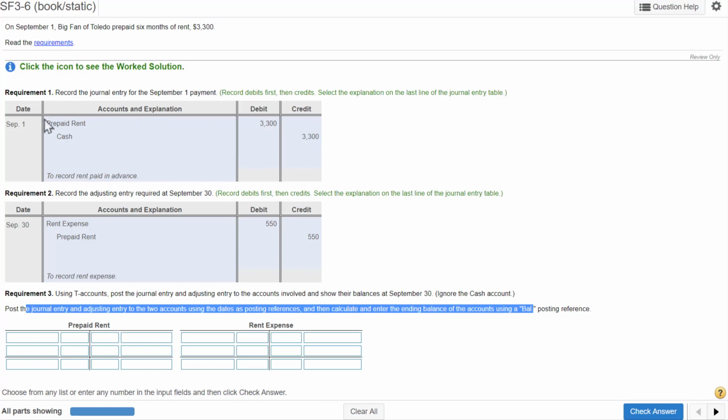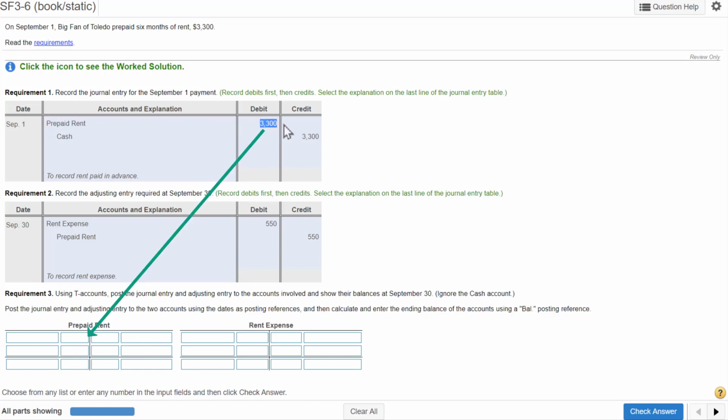Post the journal entry and adjusting entry to the 2 accounts using the dates as posting references, and then calculate and enter the ending balance of the accounts using BAL, balance, as a posting reference. All right, so we're just going to start from the top. So we got prepaid rent, $3,300. So I'm going to copy and paste that. It's on the debit side. Now remember, this is a T account. Here's a dark line, here's a dark line, and then here's the balance line.